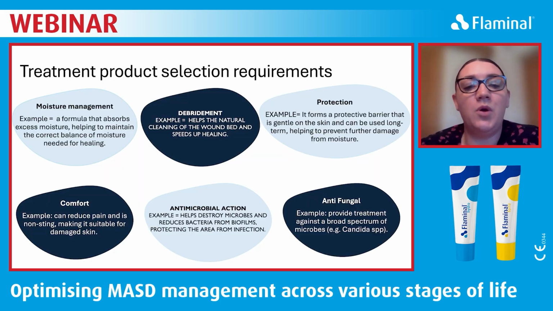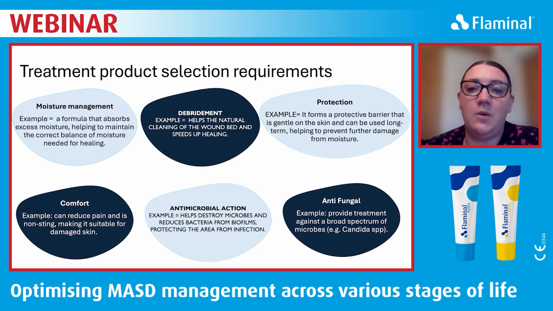When we were looking at what products we wanted to implement and use within our pathways, particularly around that treatment, so when the IAD was getting to that more moderate and severe stage, we wanted to ensure that we were looking at moisture, debridement, comfort, protection, and antimicrobial and antifungal treatments. And that was to make sure that we were following those steps that I identified earlier that are documented and recommended in the best practice statement. We wanted to ensure that the product we were using could meet all of those requirements.